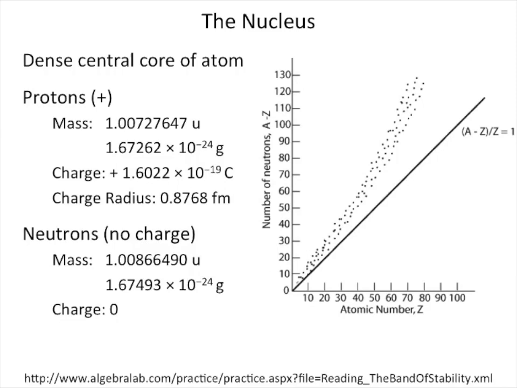For the lighter elements, there tends to be a roughly equivalent number of protons and neutrons in the nucleus. But as the element gets larger and larger, the nucleus gets larger and larger, there tend to be more neutrons than there are protons. This is sometimes called the band of stability, depicting roughly how many protons and neutrons are in each nucleus that is stable.